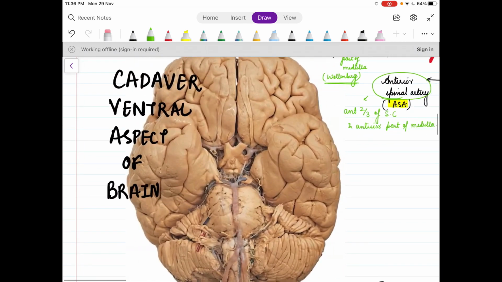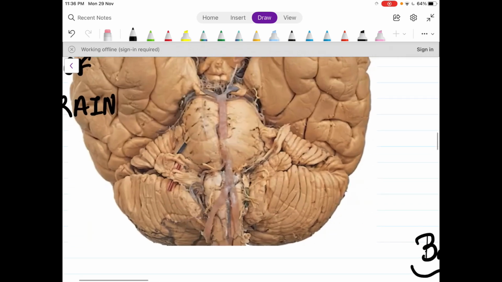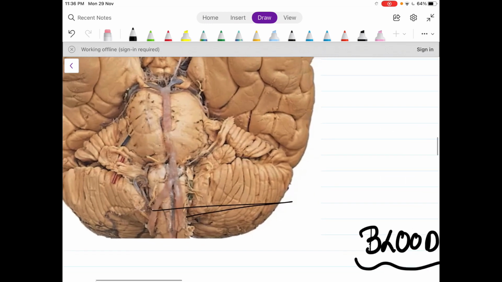Now we see that this is an image from a cadaver, and it represents the ventral aspect of the brain. I have taken this image to clear your doubts, so that when you encounter such a question in your subjectives, practicals, and competitive exams, and the blood supply looks like this, you are still able to identify it. So let me start by identifying the two vertebral arteries. We can easily identify that these are the two vertebral arteries, right?